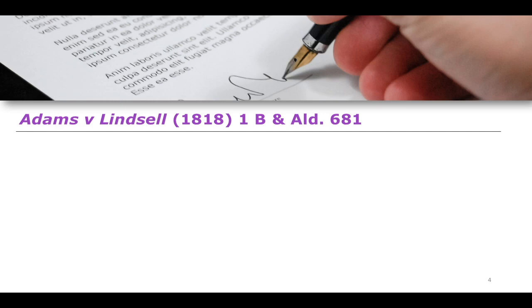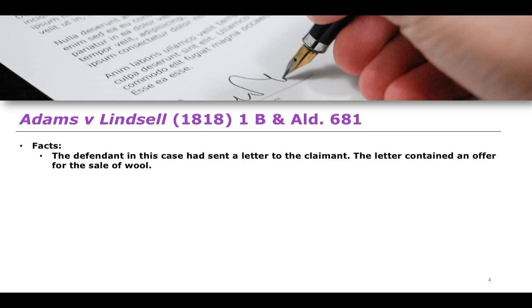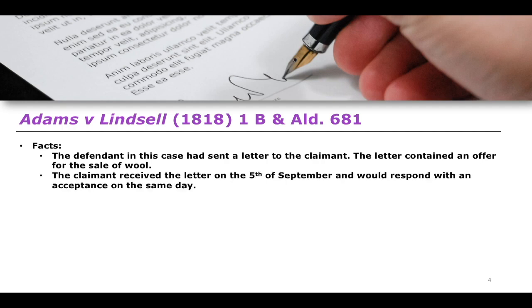So the case of Adams and Lindsell from 1818 was a case involving the following facts. The defendant in this case had sent a letter to the claimant. The letter contained an offer for the sale of wool. Now, the claimant received the letter on the 5th of September, and responded with an acceptance on the same day. So the offer of wool was sent, it was received on the 5th of September, and an acceptance of this offer was sent back on that very same day. But of course, it would take a few days for it to arrive, given that we're in 1818.